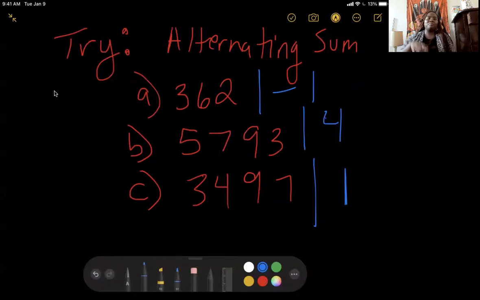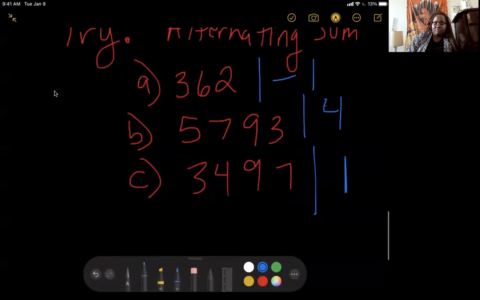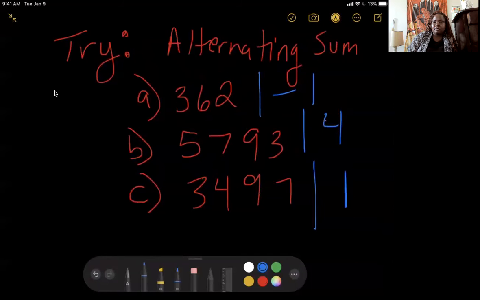All right. So you know how to calculate alternating sums now. Perfect. Everybody get those as their answers? All right. Any questions so far?